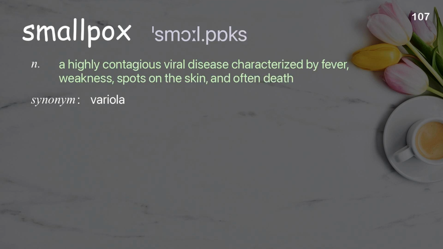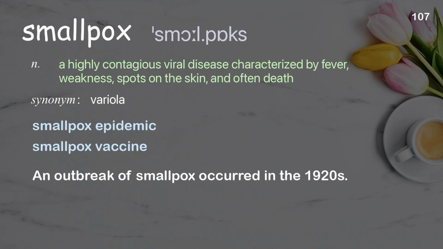Smallpox. A highly contagious viral disease characterized by fever, weakness, spots on the skin, and often death. Examples: Smallpox epidemic. Smallpox vaccine. An outbreak of smallpox occurred in the 1920s.